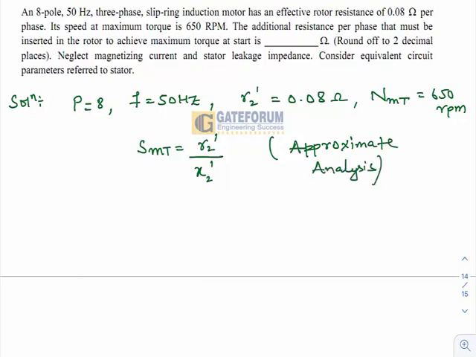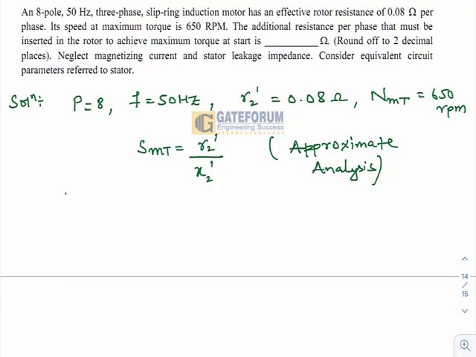For the exact analysis, we consider the magnetizing branch and the stator leakage impedance, but here they have told us that they are neglecting this. If we are neglecting this, it means we are going for approximate analysis, in which the SMT will just be dependent on R2 and X2. It is the ratio of R2 and X2.